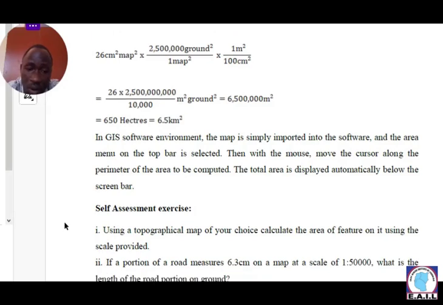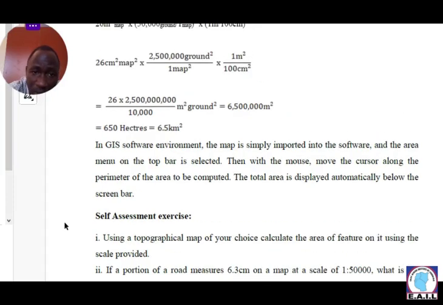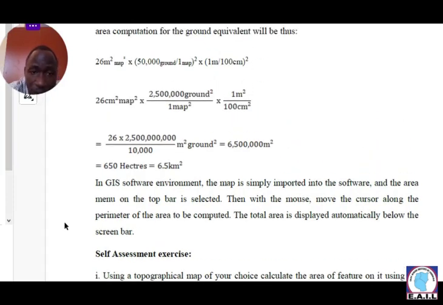Below there you have an assessment question or exercise. We say that using a topographical map of your choice, calculate the area of the feature on it using the scale provided. So sometimes you may be given a scale, it may be 50,000. Then they tell you to calculate the area. So when you look above at this calculation, where you are seeing the 50,000, that was the area of the ground. So that means that you have to be substituting in the area of that ground.